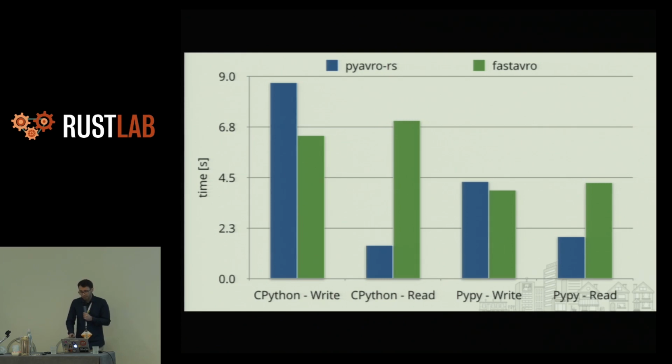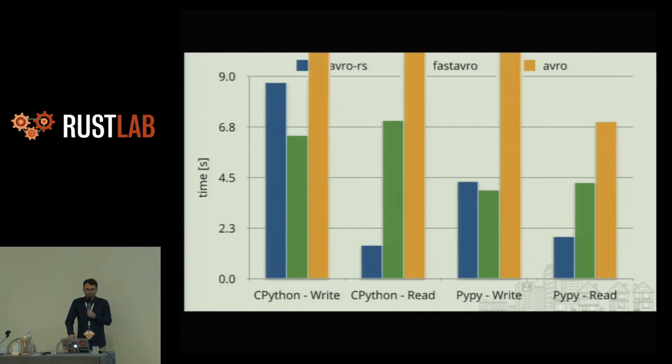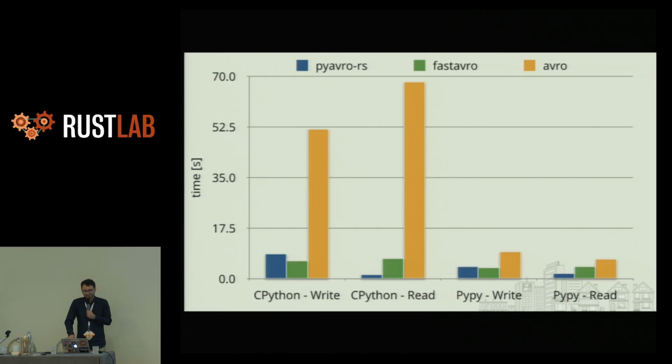Now, you want to know why we did this? You want to see how the actual official Avro implementation in pure Python compares against these two libraries? I'll change the scale. Here we go. Now, one thing to look at, on the right-hand side, PyPy. Look at how fast the code is on PyPy. Man, it's not comparable, but it's not too far either.